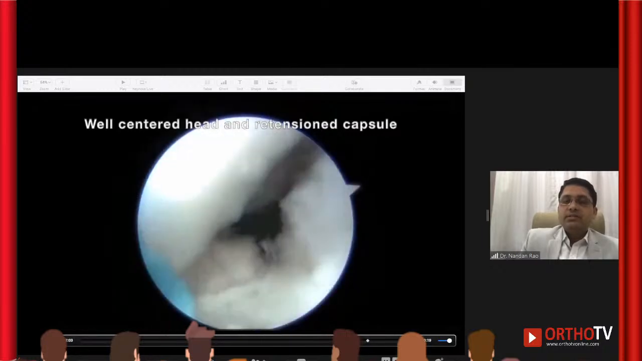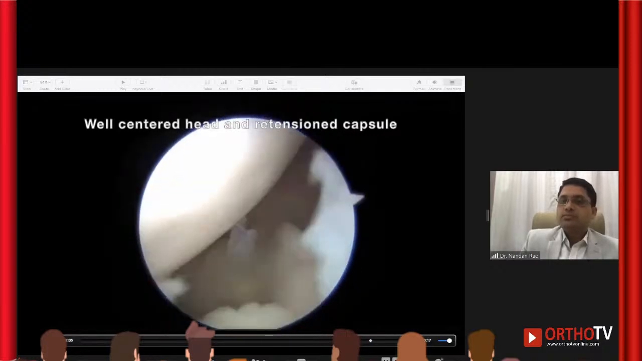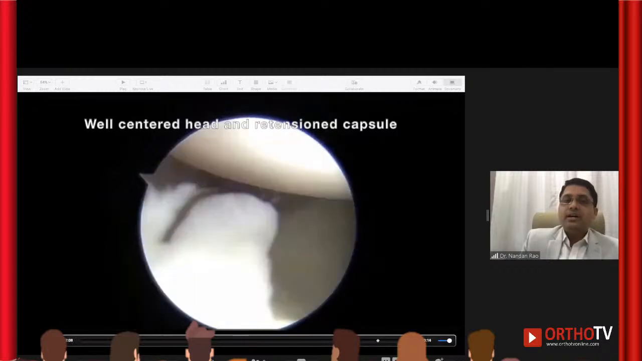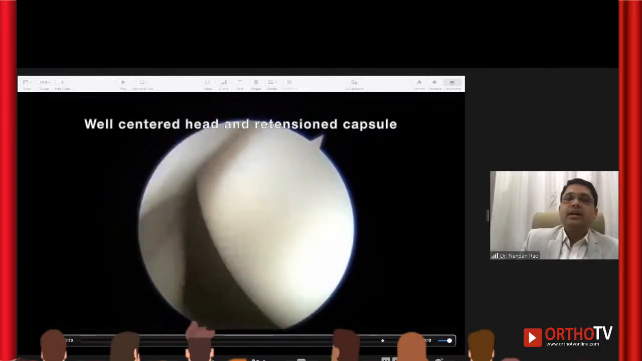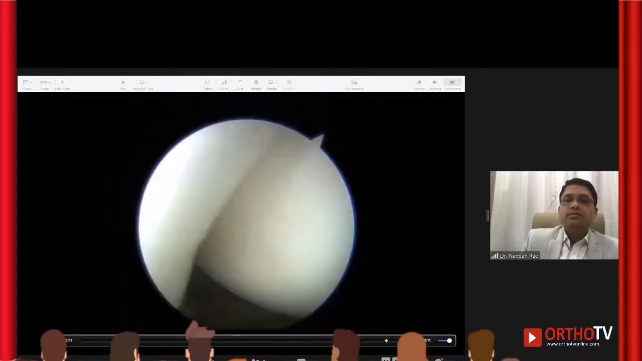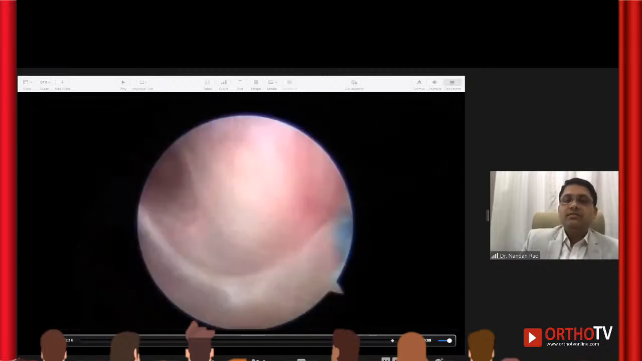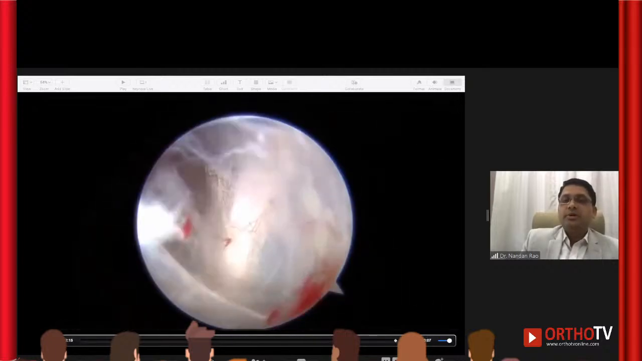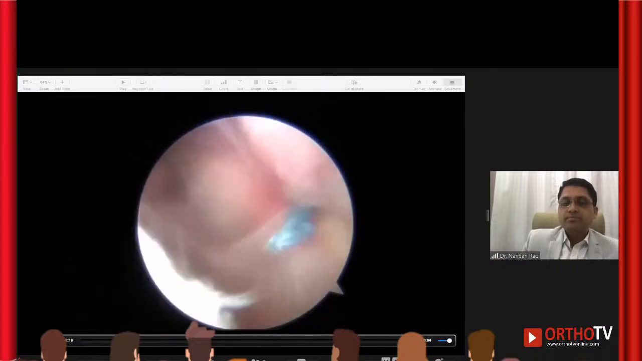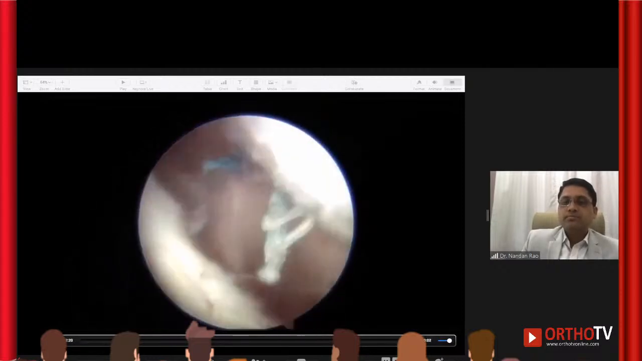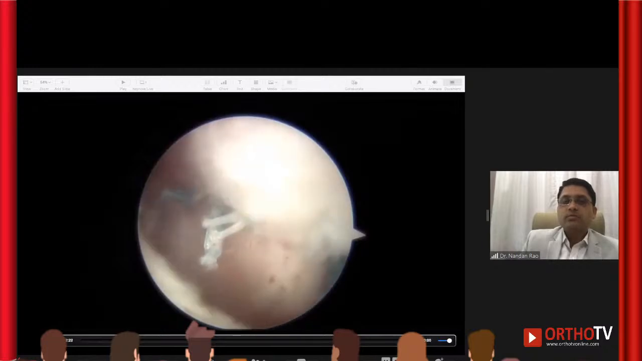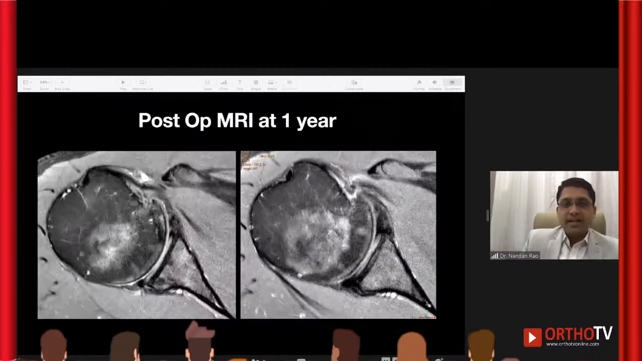A retensioned posterior capsule and an anterior capsule which is again retensioned because of the McLaughlin's procedure. That is the axillary nerve which we have dissected and has been protected during the repair. This is the post-op MRI at 1 year, which is showing that the defect has been well filled in.